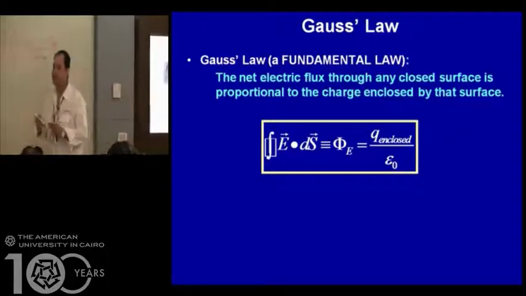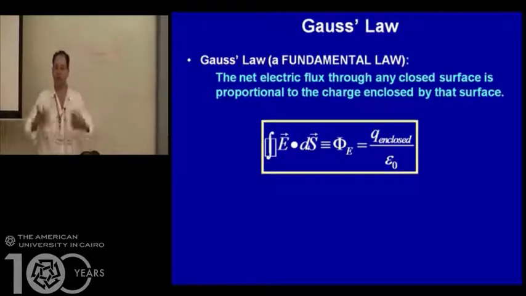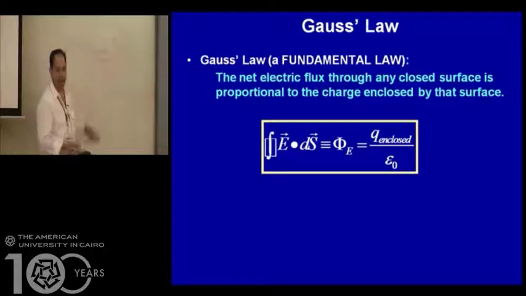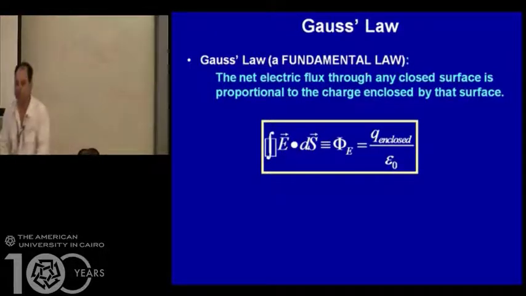Now look at the cylinder. We need to calculate the flux on that cylinder, which is E dot dA. We have three surfaces.